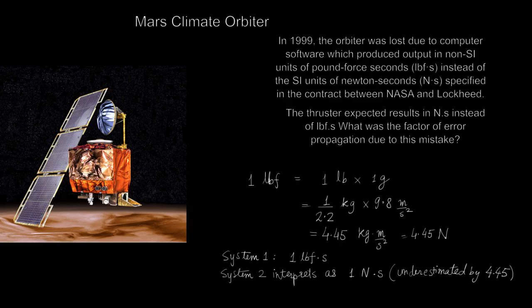So in the first system, if the output is 1 foot-pound second, system 2, which expects an input in Newton second, would have interpreted 1 foot-pound second as actually 1 Newton second, thereby underestimating the amount of impulse required by a factor of 4.45. And this underestimation led to the orbiter bouncing violently off the atmosphere of Mars and being lost, resulting in a rather sizable loss to the tune of hundreds of millions of dollars.